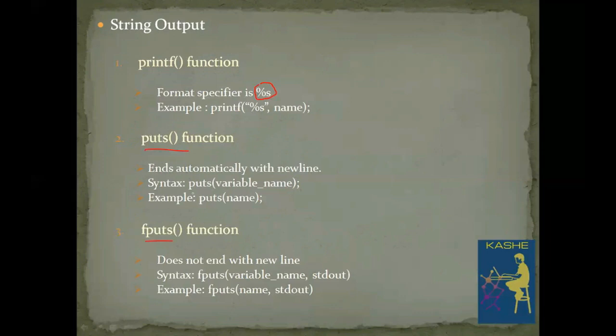What is the syntax of puts? Puts and then the name of the variable we need to specify. Automatically the string available in that variable will be displayed on the monitor. And the fputs syntax is fputs, the name of the variable, and then we need to mention stdout for the monitor. And one more difference between puts and fputs is that puts will be automatically terminated with a new line character. At the end of your string display, it will include a new line automatically. But if you use fputs, you will not get any new line at the end of your display.